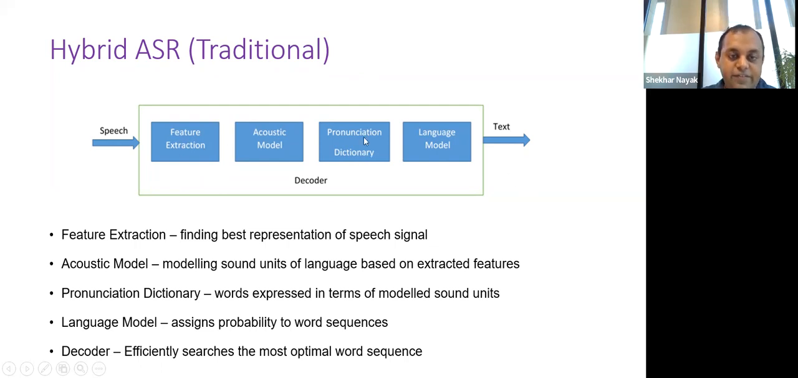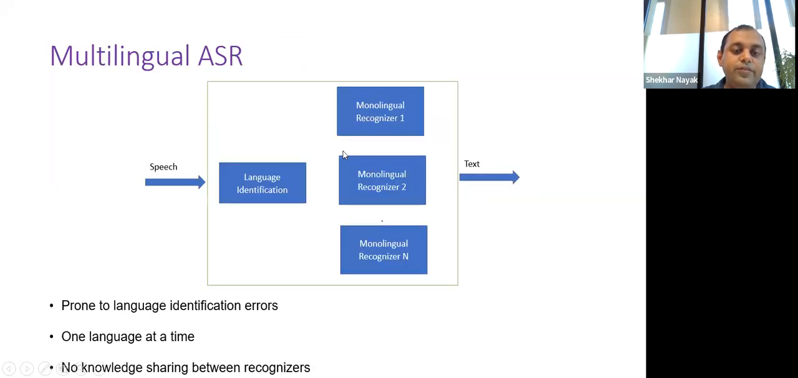So this is just the overview of how the traditional hybrid speech recognition systems used to be, and they used to have different components which used to be separately trained. And then you had multilingual speech recognition in a traditional sense, where you build the recognizers for each language separately. So you have n number of languages.